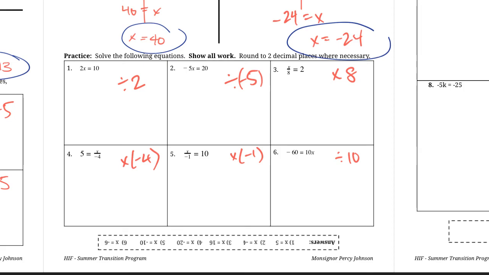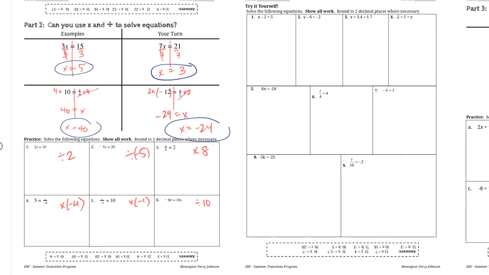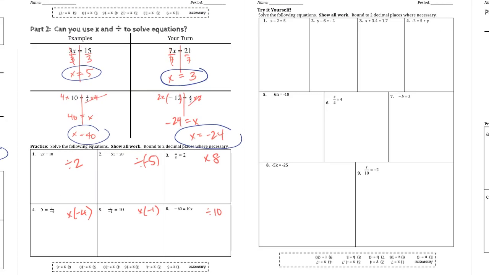There you go. So now you have some more problems here. Try it yourself. This is mixed between addition, subtraction, multiplication, and division problems. So try them yourself. The answers are at the bottom of the page. Okay? Go for it.